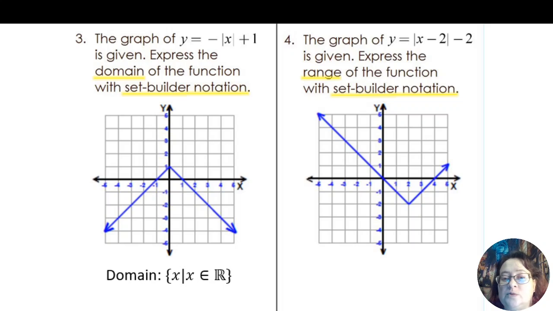So range, that's y, that's up and down. So I'm going to start at my vertex, which here is at 2, negative 2, and my y value is negative 2. So I know that I'm going to have negative 2 in my answer, and from there the graph goes up. So y is going to be greater than or equal to negative 2.